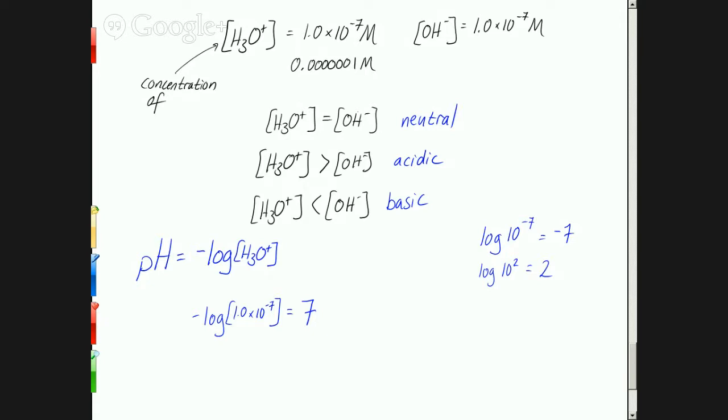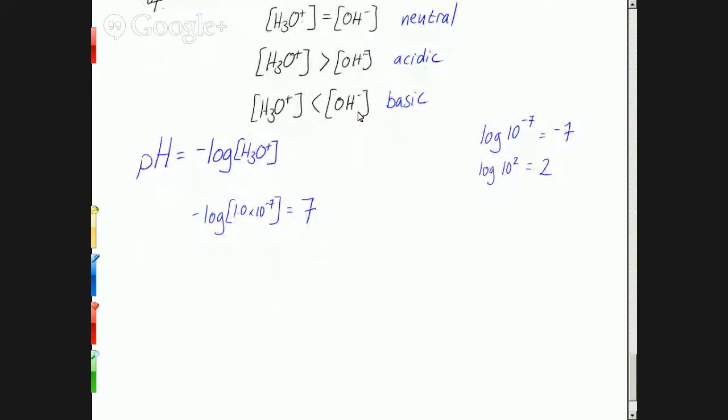So if that hydronium ion concentration increases, what happens to the pH? Goes down. Let's look at our previous example, 1 molar HCl. So that means that our concentration of hydronium is going to be 1 molar. So what's the negative log of 1?